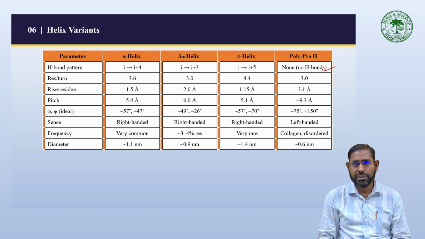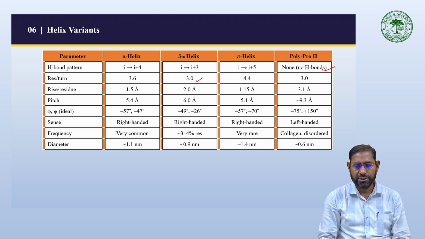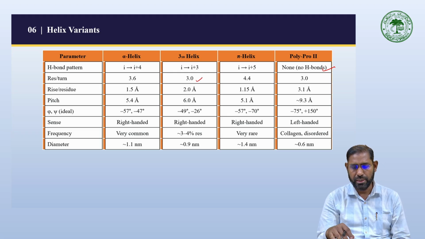Then residues per turn is 3.6 in the case of the alpha helix. Then the 3-10 helix has three residues per turn, the pi helix has 4.4 residues per turn, and polyproline II has three residues per turn.